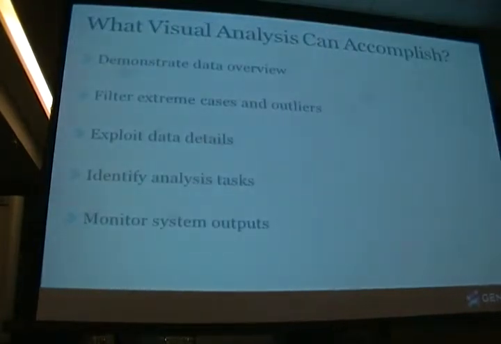So what can visual analytics accomplish? First, we get an overview, and then after I get a feeling of the data, I'm able to do some filtering. Can I look for the extreme cases? Can I identify those outliers? And then when I need it, I'm able to explore those details. What's the category, and the category similarity and dissimilarity? How am I going to look for associations within those facts?